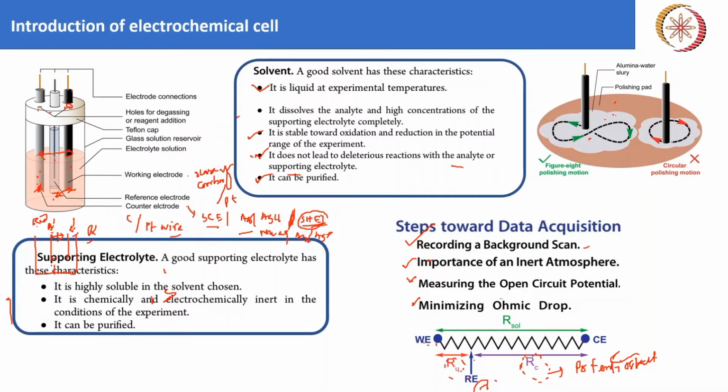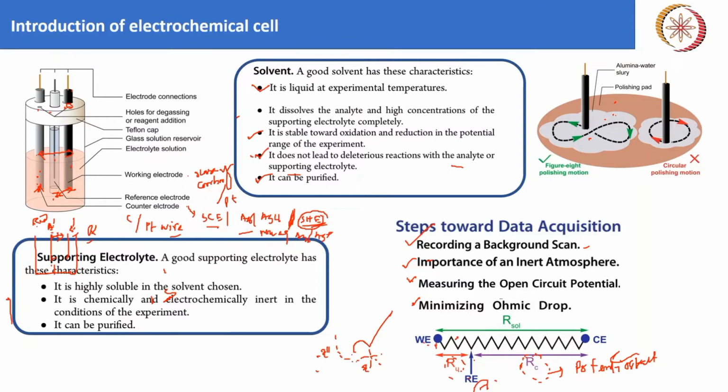So what people usually do is measure the resistance between the working electrode and the reference electrode, and manually subtract it from the potential we are getting. People usually do impedance spectroscopy in the three electrode system to get this, and from there they can manually compensate the resistance and thus the potential.